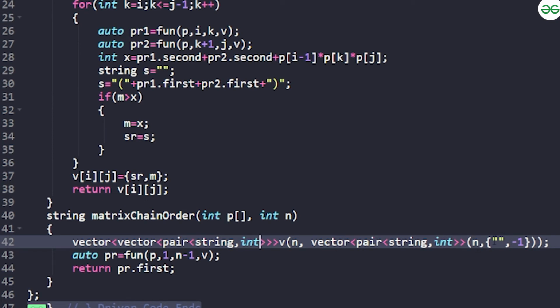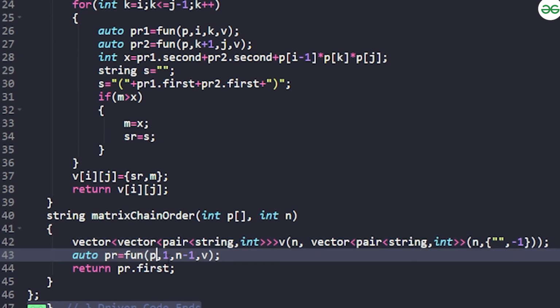Initially we'll mark the string values as null, and we will mark the integer values as -1, indicating that if the current DP state I, J is equal to -1, that particular state is not calculated. Then we'll call our function recursively, passing this particular DP there, and we'll start from 1 to n-1. What we used to do in matrix chain multiplication, the concept is exactly the same.